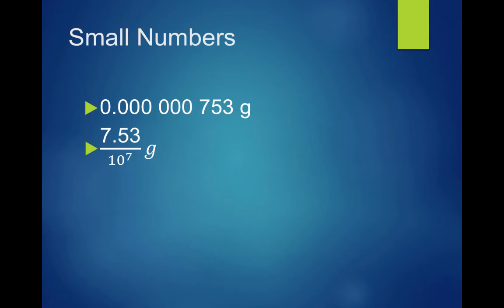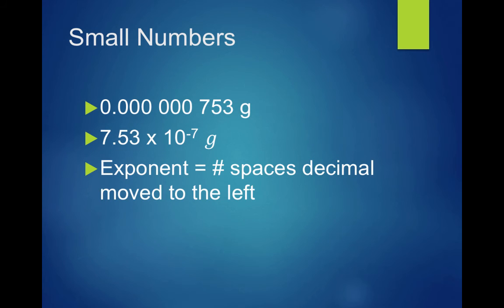If you remember from previous lessons, we can move the 10 to the power 7 from the denominator to the numerator by changing it to a negative exponent, 7.53 times 10 to the negative 7 grams. You'll also learn that if it's a negative exponent, it is simply the number of spaces the decimal needs to move to the left to return it to the original value. Another little shorthand trick is to count the number of zeros in the original decimal value. That would be our negative exponent.